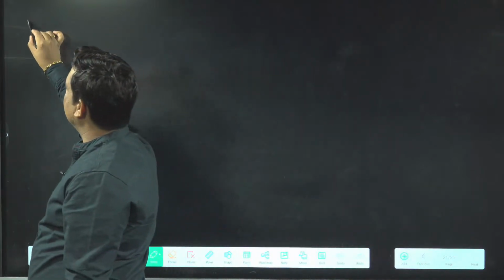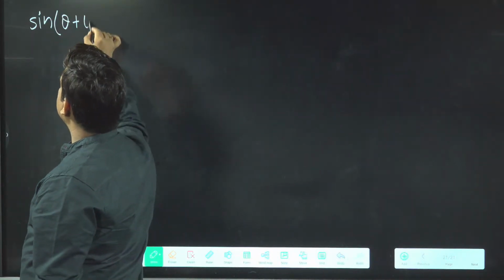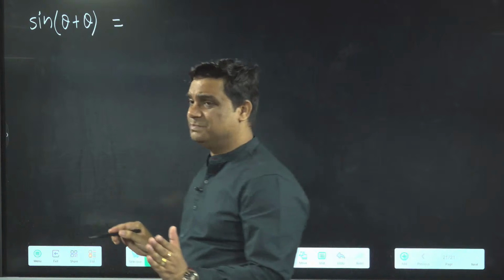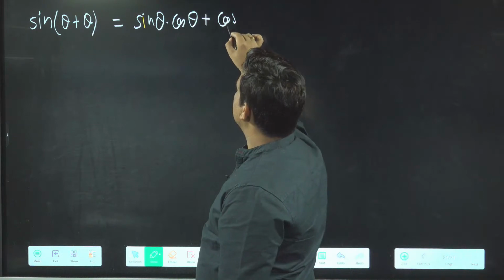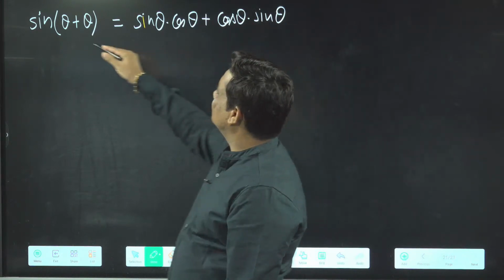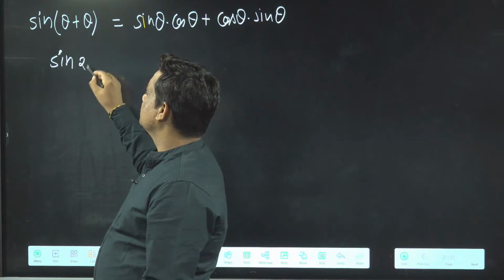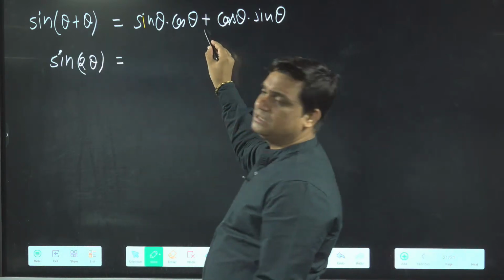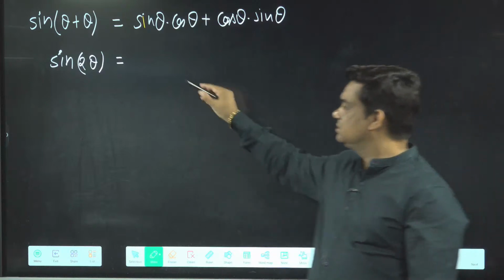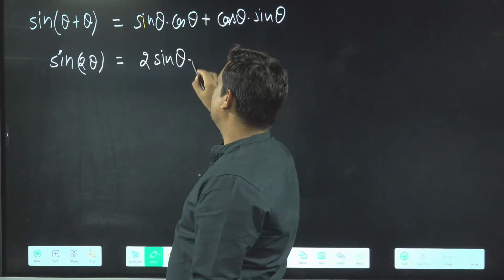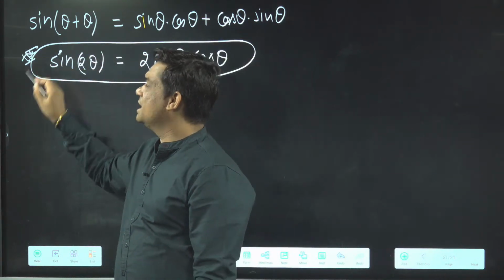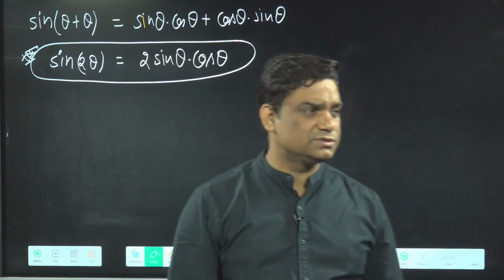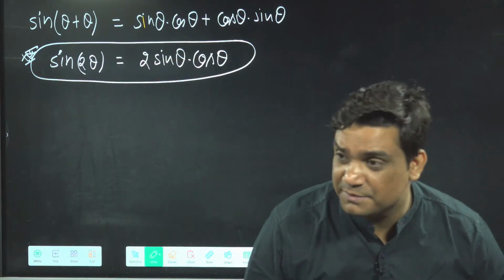Suppose we write sine of theta plus theta. Sine of theta plus theta means sine of A plus B. So you can write this as sine theta into cos theta, plus cos theta into sine theta. You can say, sir, theta plus theta is nothing but 2 theta. So sine 2 theta we can write as sine theta cos theta plus sine theta cos theta. So directly you can say 2 sine theta cos theta. Can you remember this? Sine 2 theta equals 2 sine theta cos theta. Anyone having any problem in this?